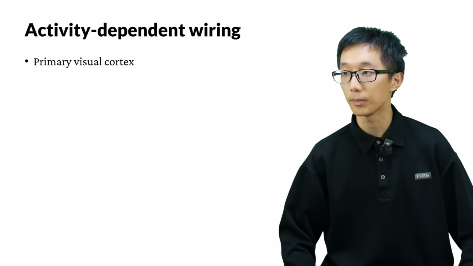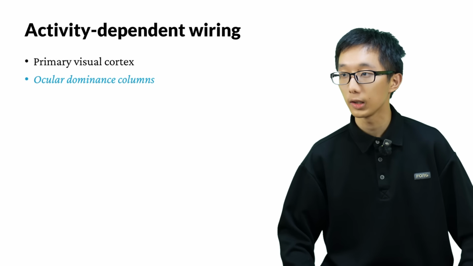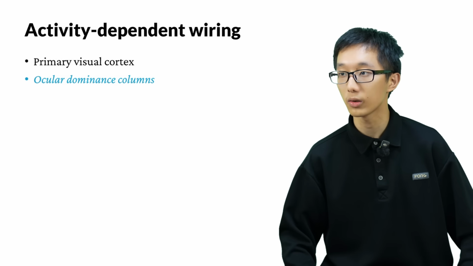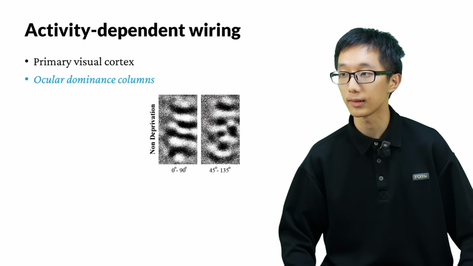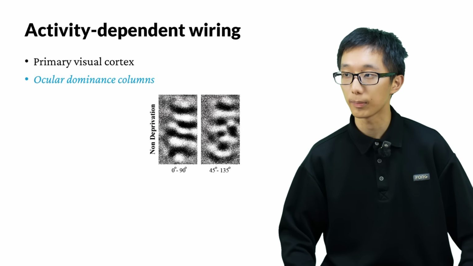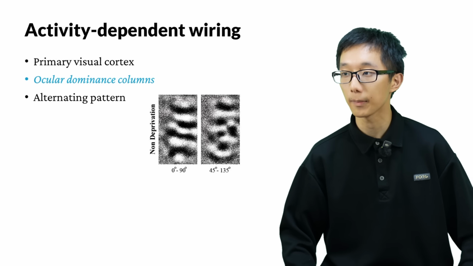Another very good example on the macroscopic level is the primary visual cortex. The primary visual cortex has a specific characteristic called ocular dominance columns, like this. The black patches are dominated by one eye, and the white patches by the other eye. There is an alternating pattern between the left eye and the right eye.